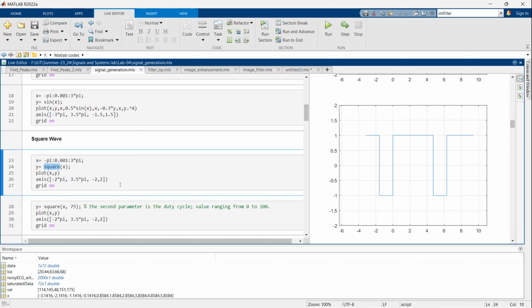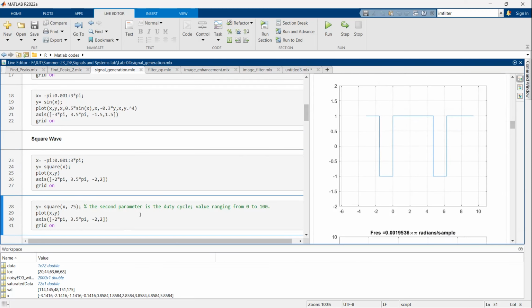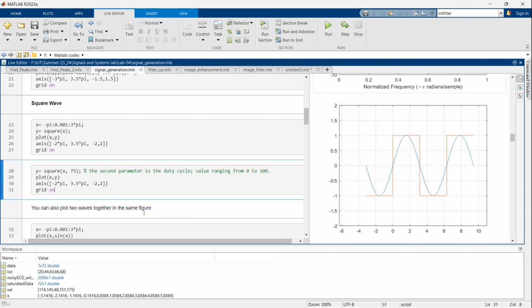For how long will it remain in the positive side, not peak, positive, right? How long a square wave will remain positive, that is the duty cycle. So when I define it as 75, that means 75%. You can see in this signal, 75% of the time it is positive, and 25% of the time it is negative, like this. So you can create a square wave with different duty cycles this way.